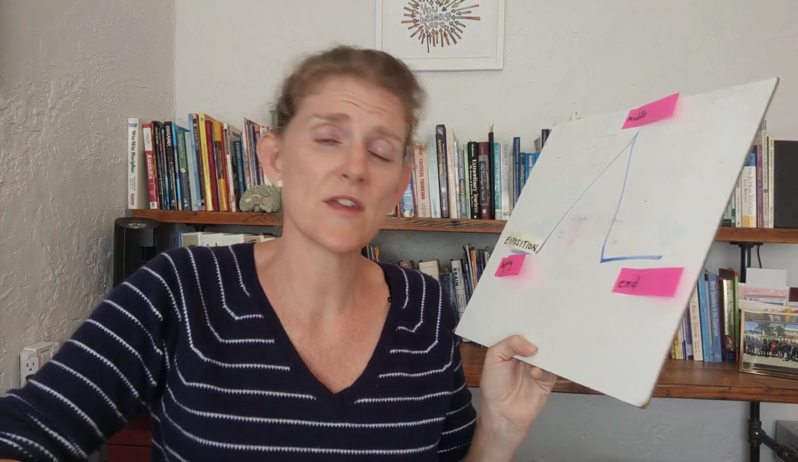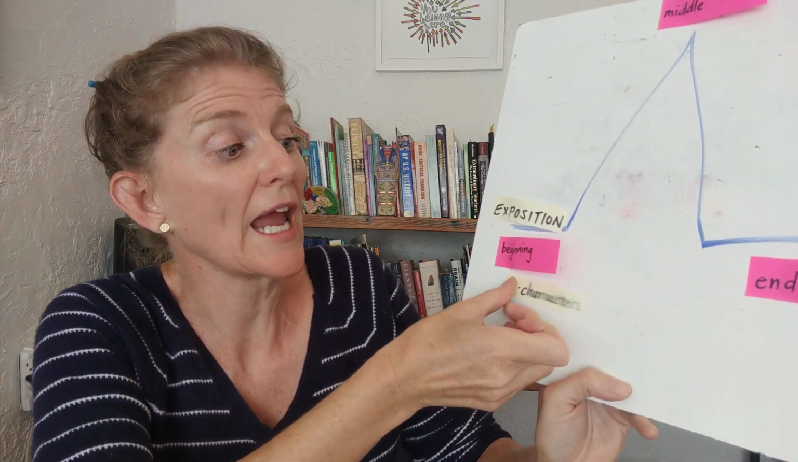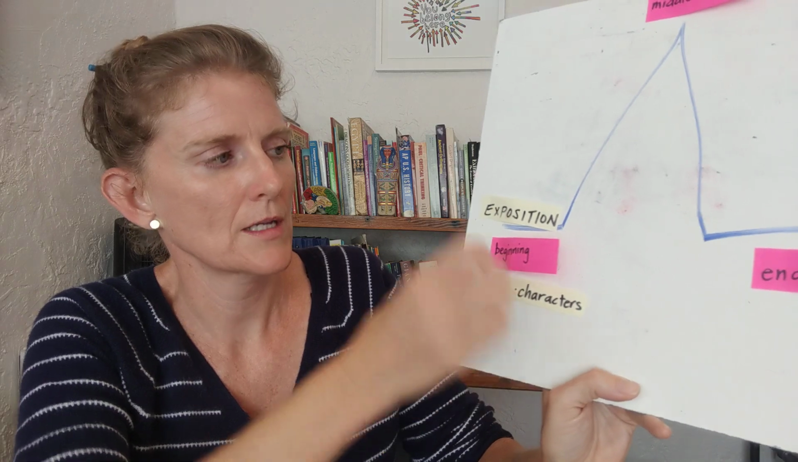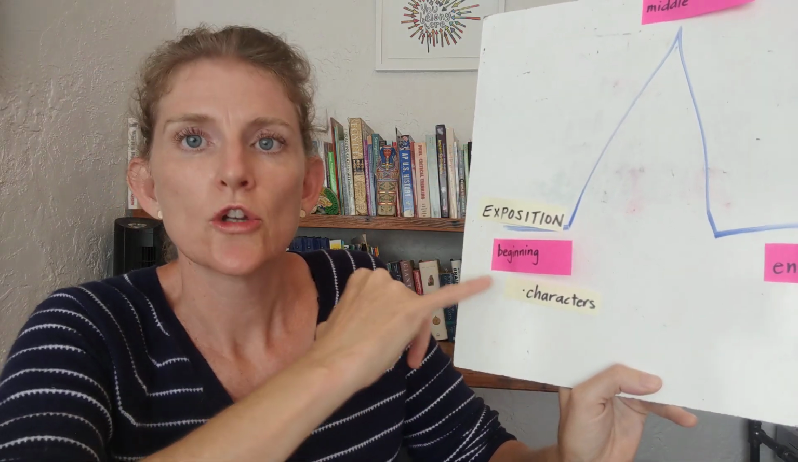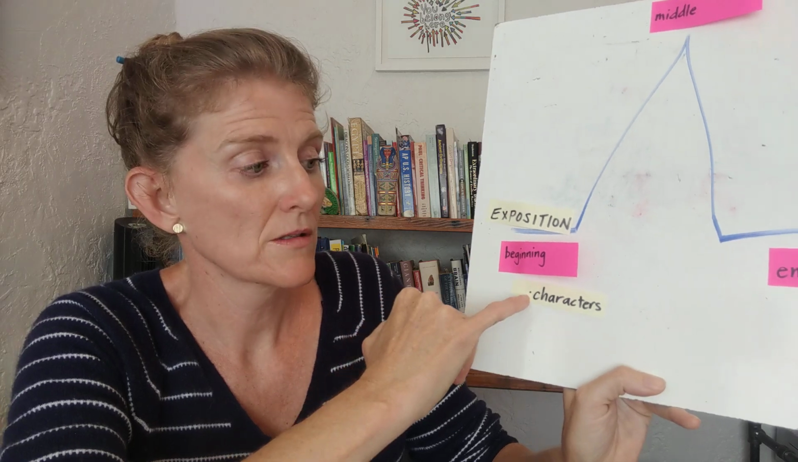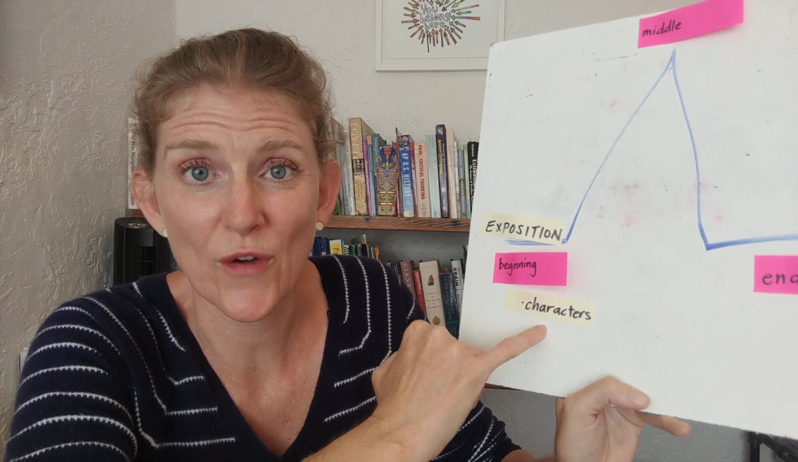Once upon a time, there was a girl, boy, man, human, lady, aardvark, whatever. Once upon a time, there were characters, right? In the exposition, the beginning of your story, you're going to introduce your readers to the characters whom they will hopefully come to care very much about.